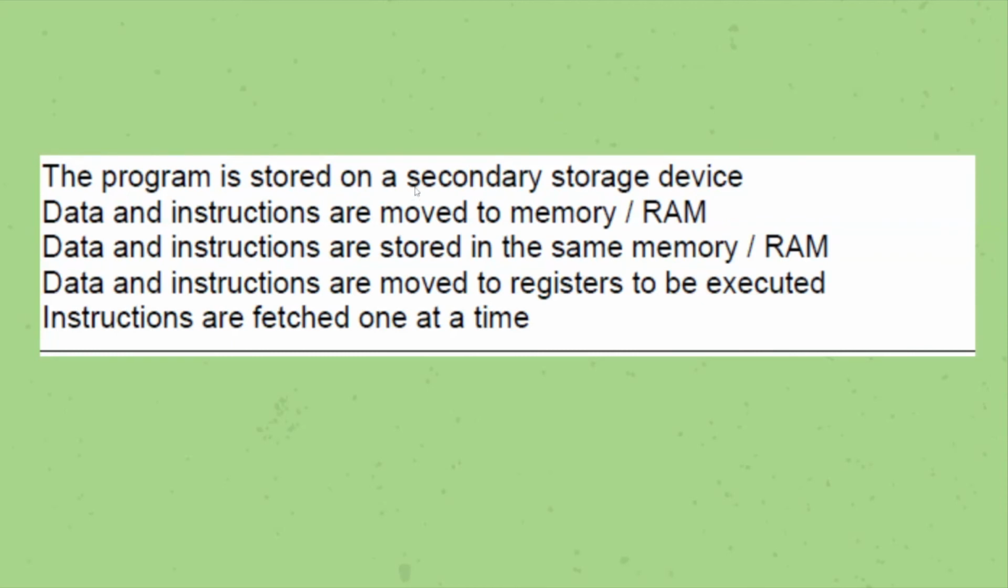The program is stored on a secondary storage device. Data and instructions are moved to memory or random access memory. The data and instructions are stored in the same memory or random access memory. Data and instructions are moved to registers to be executed. Instructions are fetched one at a time.